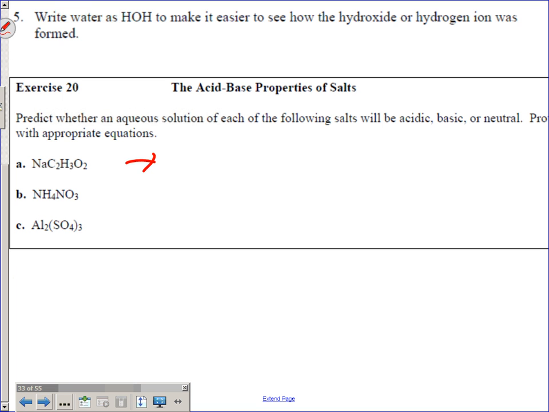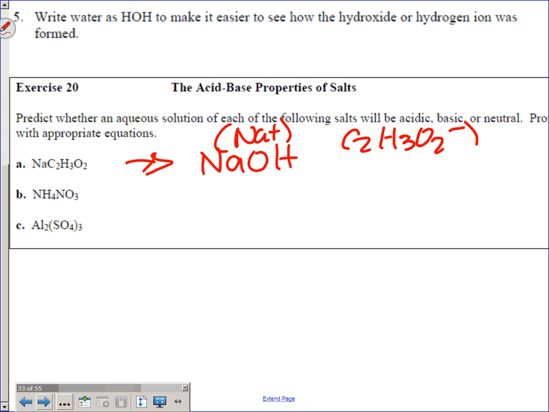Where did sodium acetate come from? Where are the two ions from? Sodium came from sodium hydroxide, likely. Okay, so sodium came from sodium hydroxide. Acetate came from acetic acid, and give me the descriptor, strong or weak? Strong base. This is a weak acid.